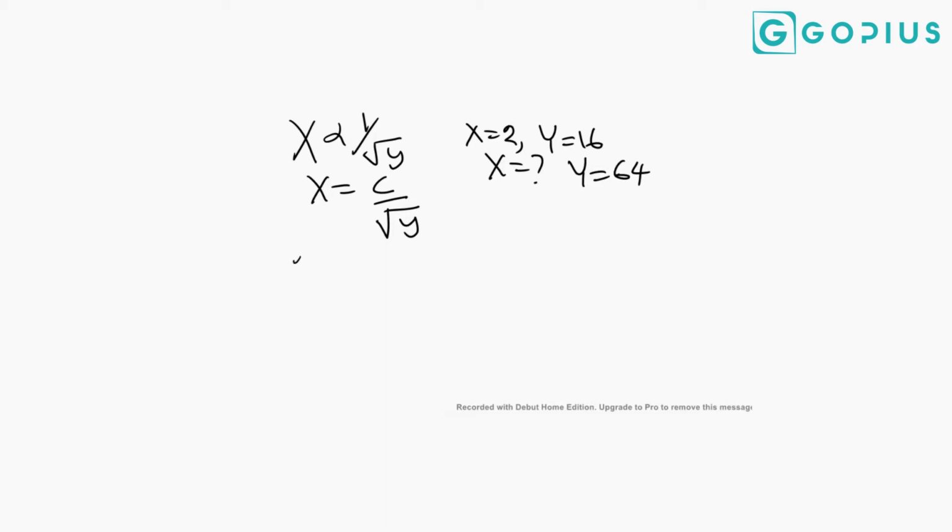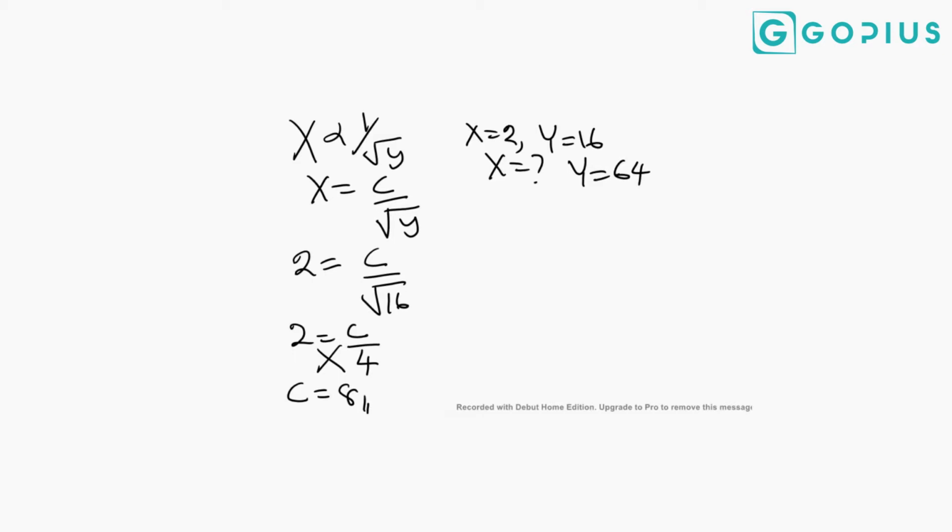So we have x equals 2. So the left hand side is 2. And that is equal to c divided by the square root of y, which is the square root of 16. So 2 is equal to c divided by the square root of 16, which, of course, is 4. At this point, we can cross multiply. So c comes down. We have 2 times 4 as 8. That is the value of our constant.